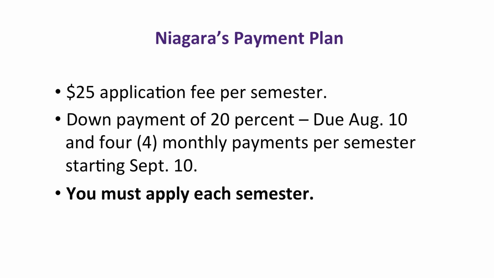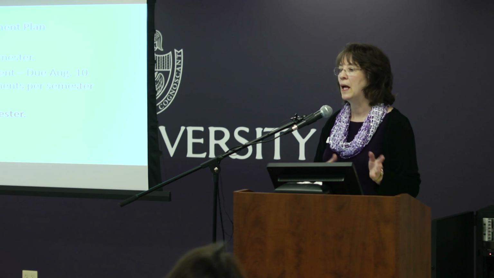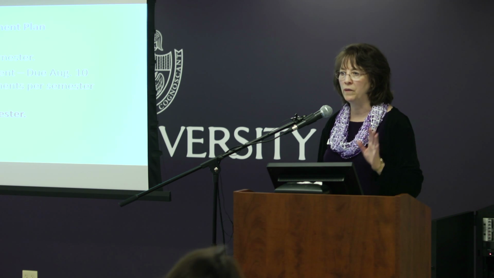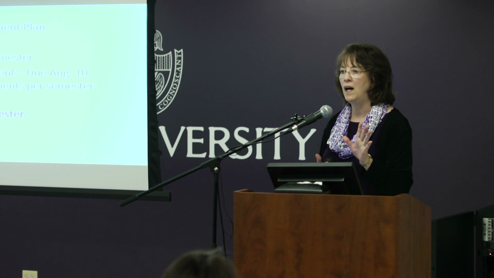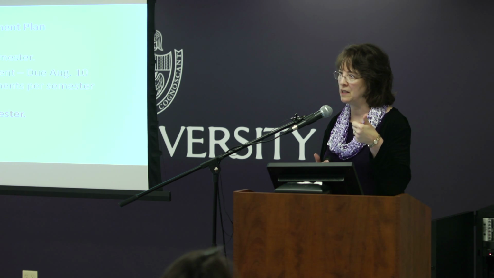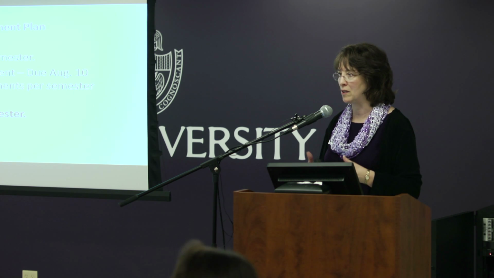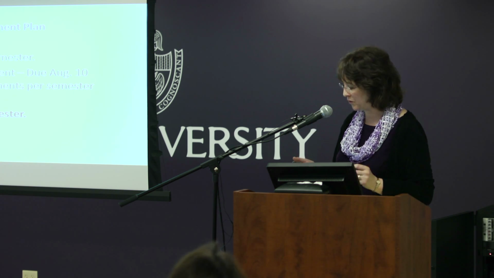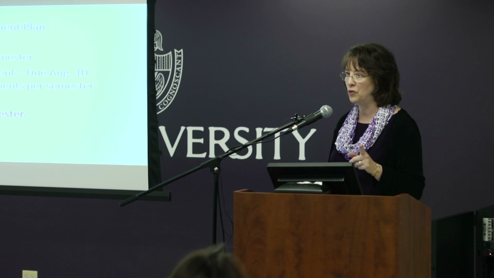We do have a payment plan, and as long as you sign up and make your first payment by August 10th, then you're on a 5-monthly payment plan for the fall, and then you sign up again for the spring. And then you have another 5 payments. Because the federal government considers me a lender if I have 5 payments, I say one is a down payment, and then there's 4 monthly payments. So it's still 5 payments, but it's terminology. So I don't have to fill out a whole lot of paperwork for the government. And you do have to apply every semester, so don't forget that.